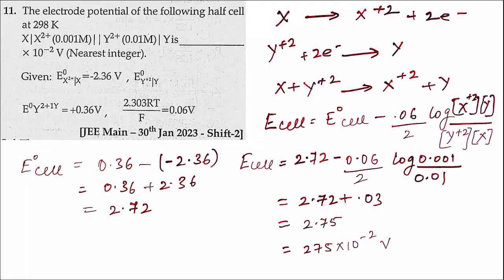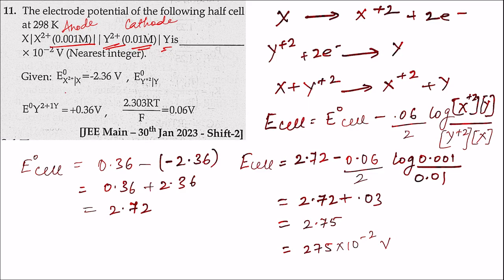Find the electrode potential of the following cell at 298 Kelvin. At the anode, X is changing into X2 plus and concentration of the X2 plus ions is 0.001 moles per liter. And now this is the anode and this is the cathode. At the cathode, reduction is taking place. Y2 plus ion is changing into Y. Concentration of Y2 plus ion is 0.01 moles per liter. E cell you have to find out.